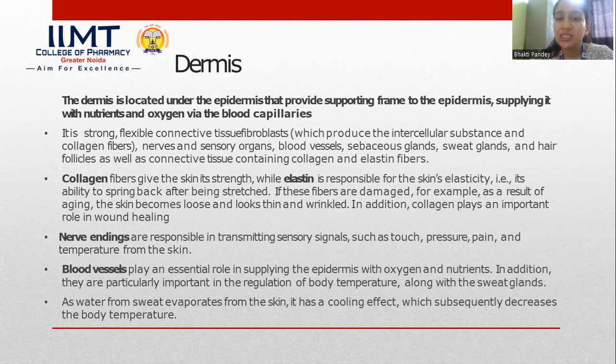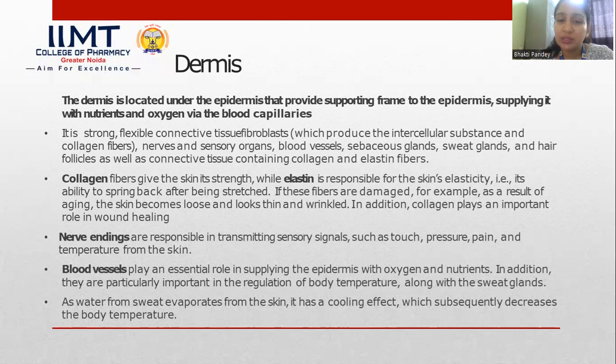It contains nerves and sensory organs, blood vessels, sebaceous glands, sweat glands, hair follicles, as well as connective tissue containing collagen and elastin fiber. Collagen fiber is very important for skin strength, while elastin is responsible for the elasticity of the skin. Its ability to spring back after being stretched is due to the protein known as elastin.